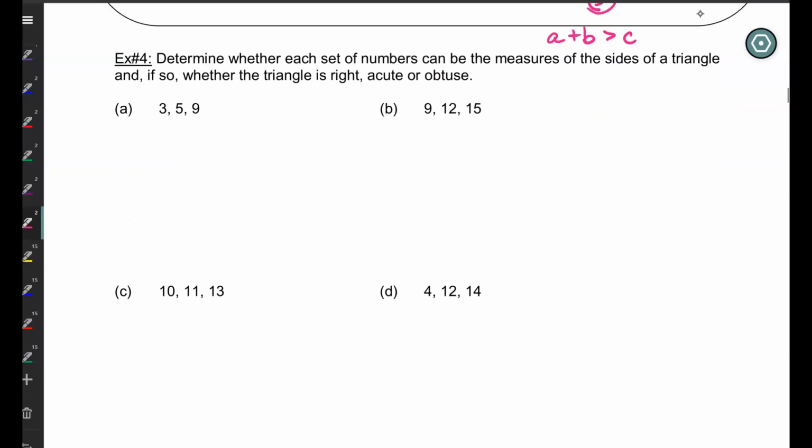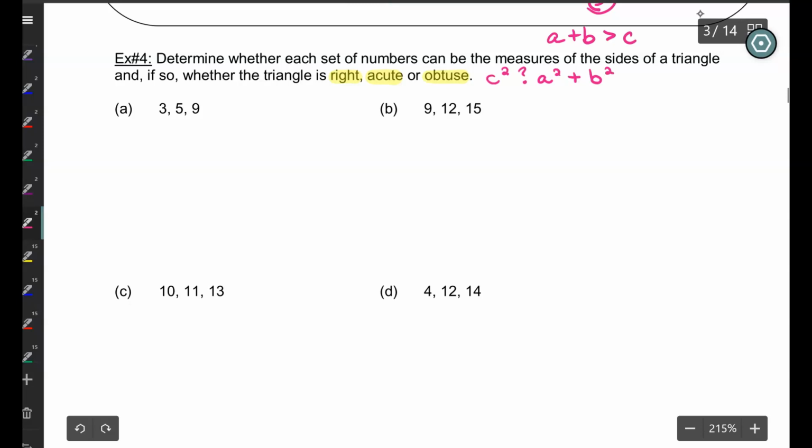So first, do they make a triangle? And then we want to determine, are they right, acute, or obtuse? In other words, how does c squared compare to a squared plus b squared? Okay, so let's take a look at example 4a. We'll say this is A, this is B, this is C.